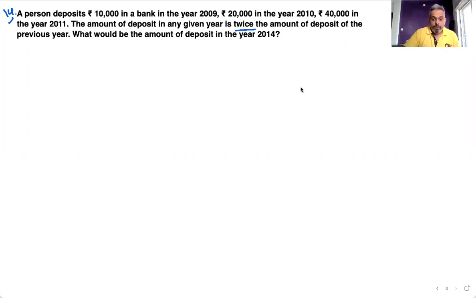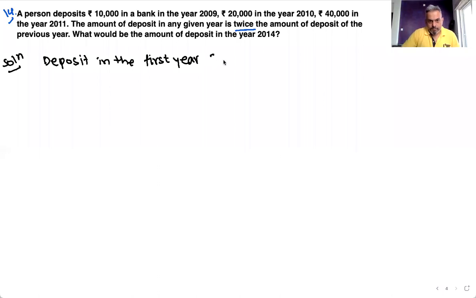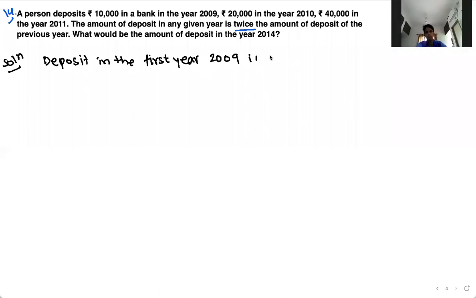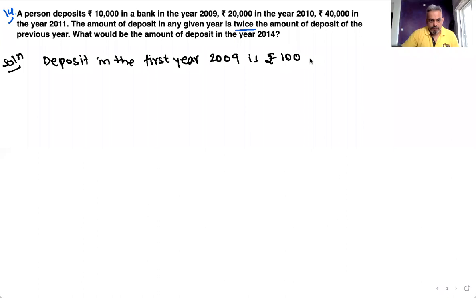So now over here you have to be a bit careful. Let's start the sum. Solution. Deposit in the first year (2009) is rupees 10,000. Therefore, A is equal to rupees 10,000.